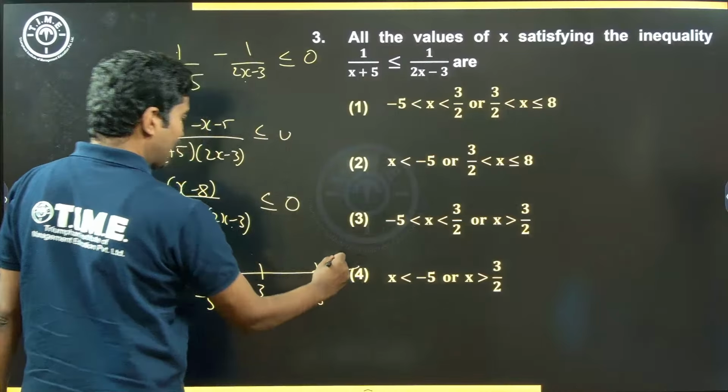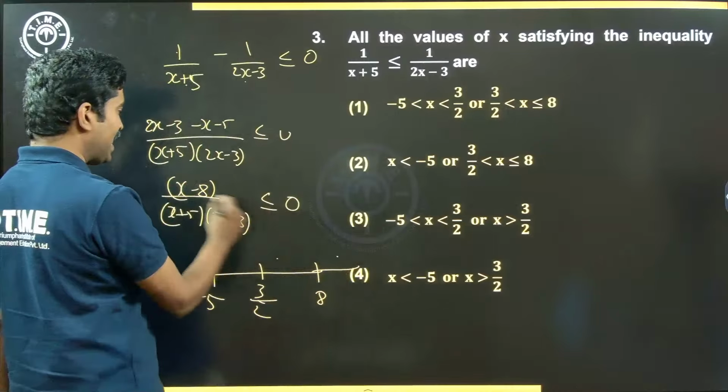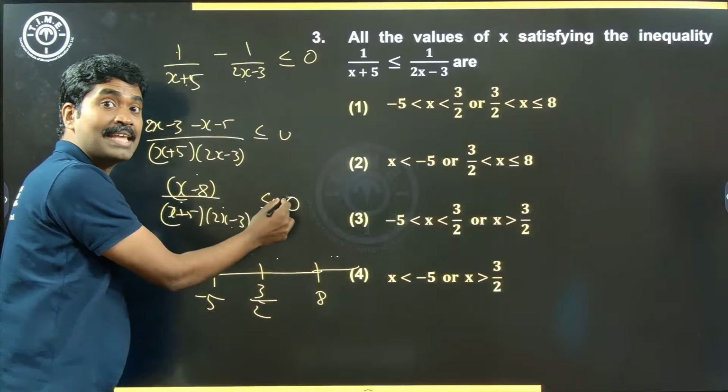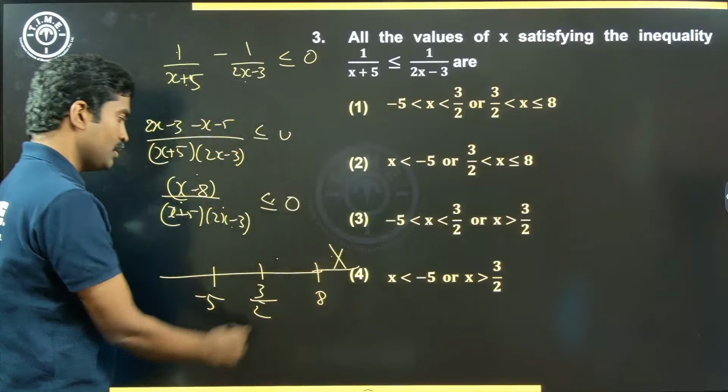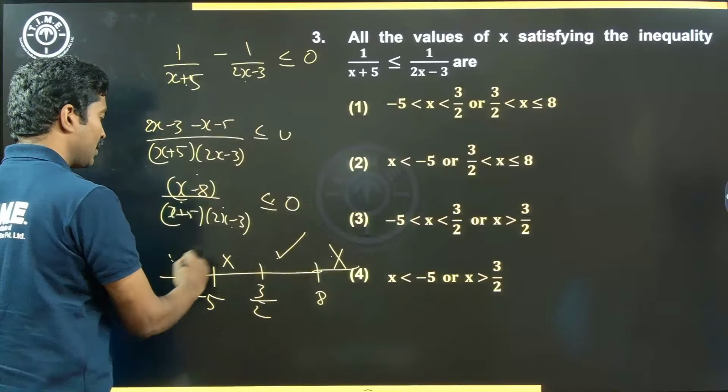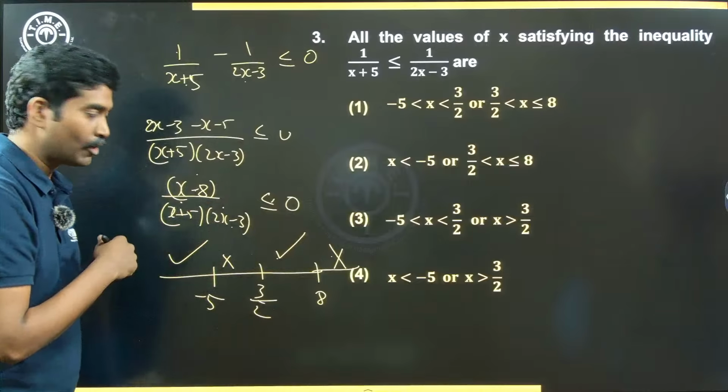Now tell me. I have 1, 2, 3, 4 regions, right? Beyond 8, if I substitute any value beyond this, this will be positive, positive, positive. But I want less than or equal to 0. Not this region. Okay. Which means obviously in between this region, it's going to work. Here it will not work. Here it's going to work. This is a technique that I already know, right?